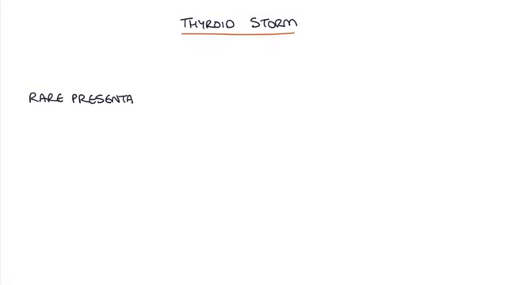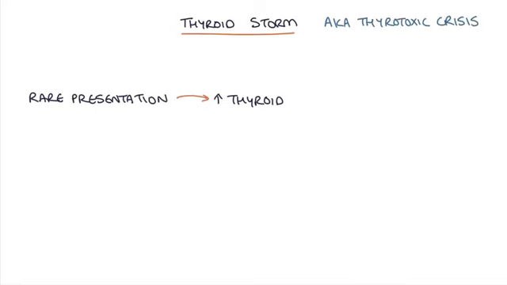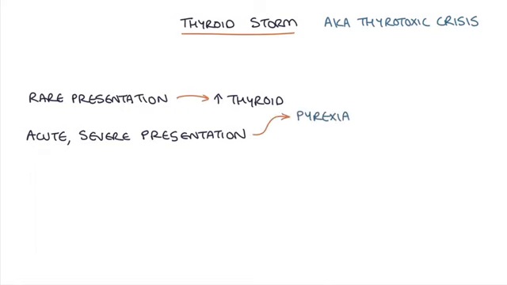Next, let's talk about a concept called thyroid storm. And thyroid storm is a rare presentation of hypothyroidism, and it's also known as thyrotoxic crisis. And this is where there's a more acute, severe presentation of the hypothyroidism, where the patient will get pyrexia, tachycardia, and may have a delirium as well.